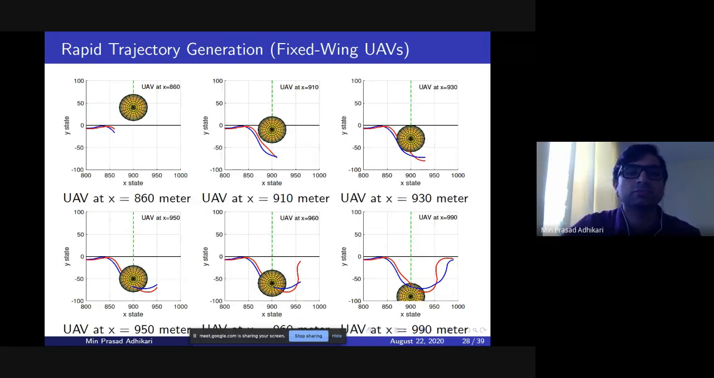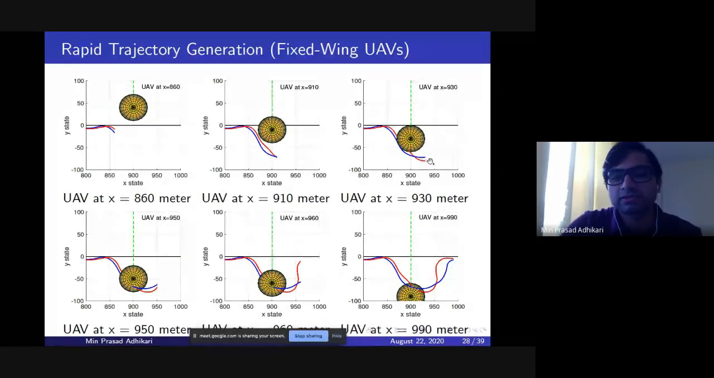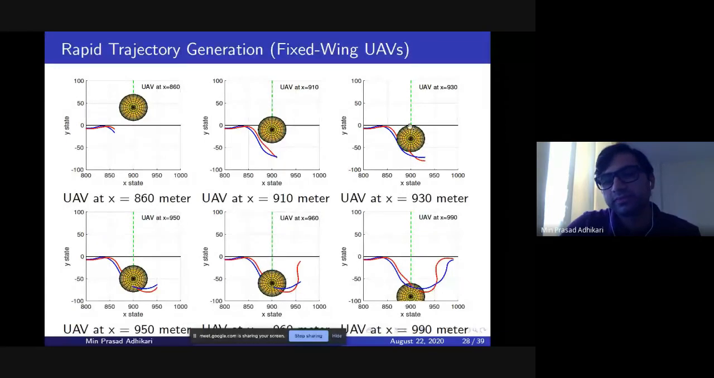And here is an example at different position steps. So at x equal to 860, the UAV knows that the obstacle is here, and I have skipped some time steps in between, and by the time the UAV reaches 910, the obstacle is still here. And then by the time the UAV reaches 930, the obstacle has almost passed the obstacle region maybe.